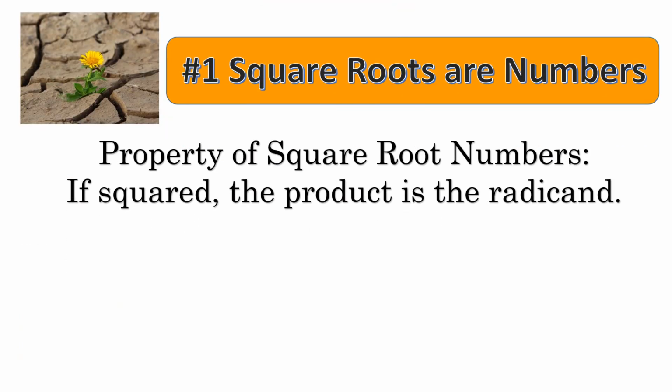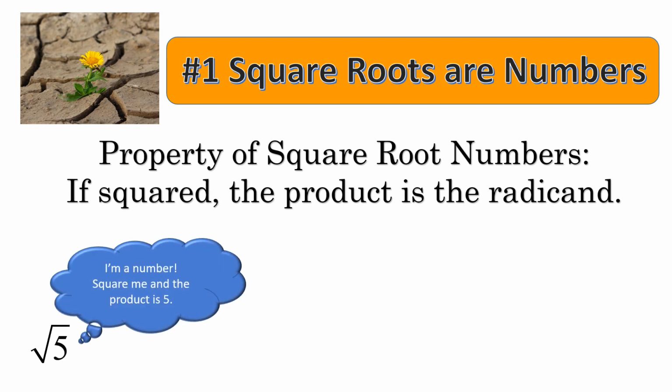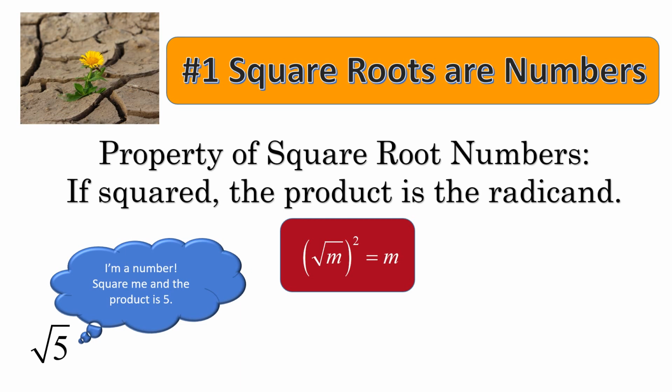The very first key concept is that square roots are numbers. And square root numbers have a very unique property, and that is that if you square that number, the result is the radicand. Of course we need our students to understand what the radicand is and what the radical symbol is, but those are of little consequence. Those are pretty easy for kids to get. But just to be explicit, we want students to understand that if you take a square root number, like the square root of any number, and you square it, the product is the radicand. That is the key idea.